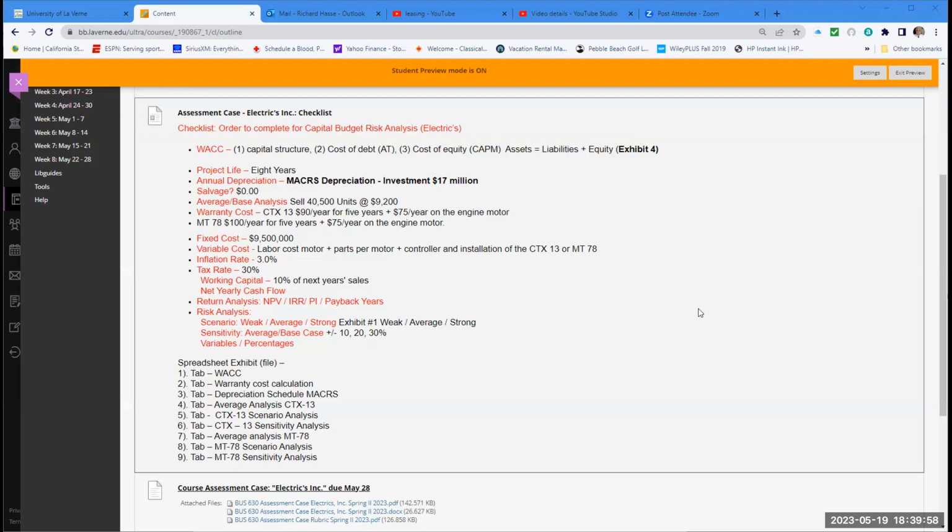But if you desire not to include a direct graph, just give me the columns of your calculations. That's fine as well. Then you're going to have a tab for the other average analysis with the other product, MT78, and then another tab for the scenario and another tab for the sensitivity. So 9 separate tabs in the file that you give me.